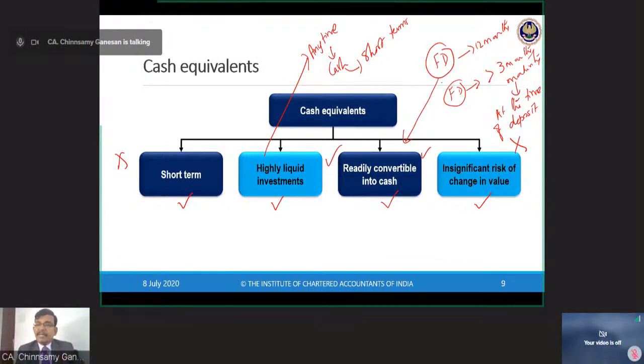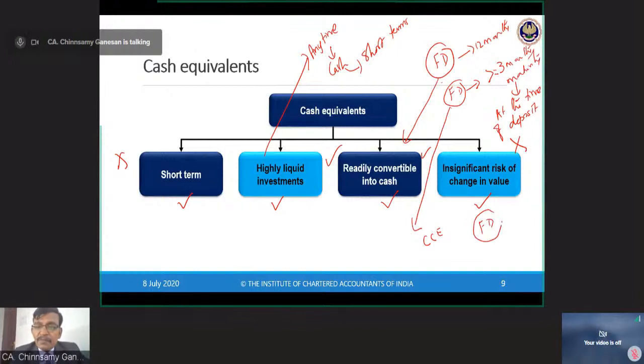Because all the conditions are satisfied, a fixed deposit which has an original maturity of 3 months or less, actually it is 3 months or less, it is not less than 3 months, 3 months or less according to the standard. If it is there, it is considered as cash and cash equivalent. Understood? 12 months fixed deposit is meeting only 2 criteria, highly liquid and readily convertible. But the first criteria and last criteria it doesn't meet, and accordingly it will not be cash and cash equivalent. Let us take another example. Just for understanding, I am taking only fixed deposit and we will have a lot of other cases for understanding. Let us take another example of fixed deposit.